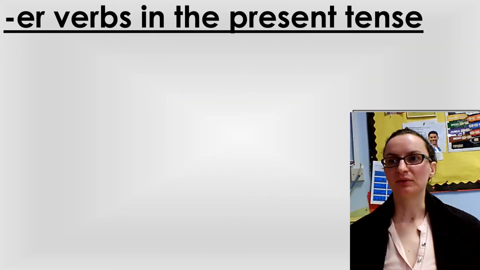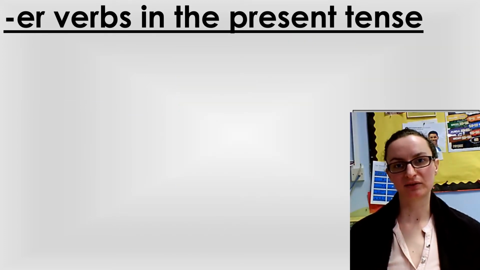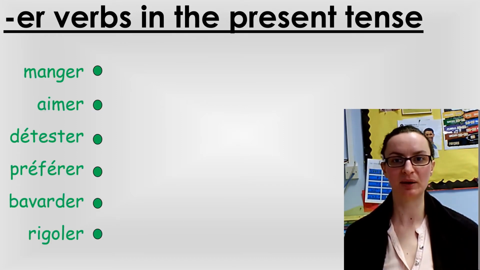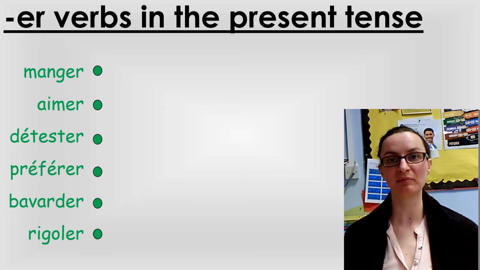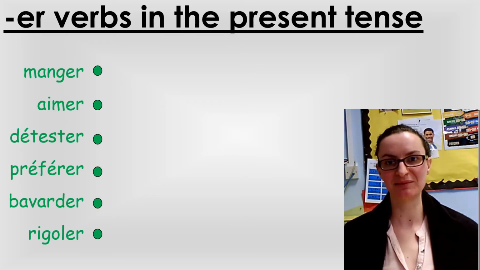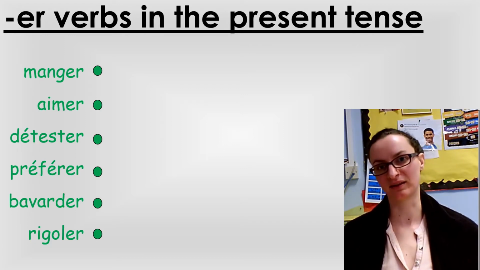Okay? So, first let's have a look at the verbs we're going to use in today's video for our examples and your practice at the end. There will be 2 exercises at the end for you to do. We've got verbs here on the side in French, 6 of them. Manger, aimer, détester, préférer, bavarder, rigoler.